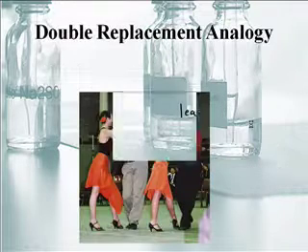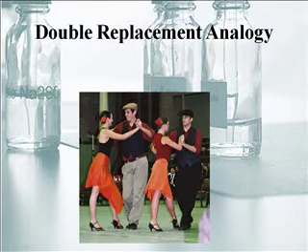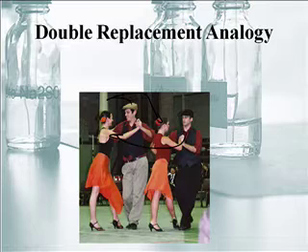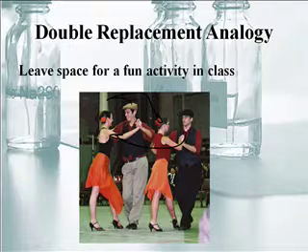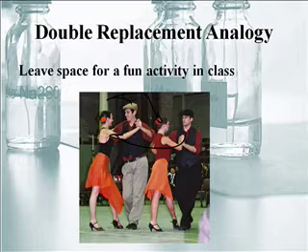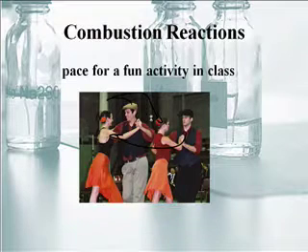Okay, here's our example. Here are these two couples. They go to the dance, and what do they do? They trade partners. This guy decides he likes her, or her. They switch, and then he likes her, and vice versa. That's how it works. All right, fun activity in class? We might do this with them in class. Leave some space.